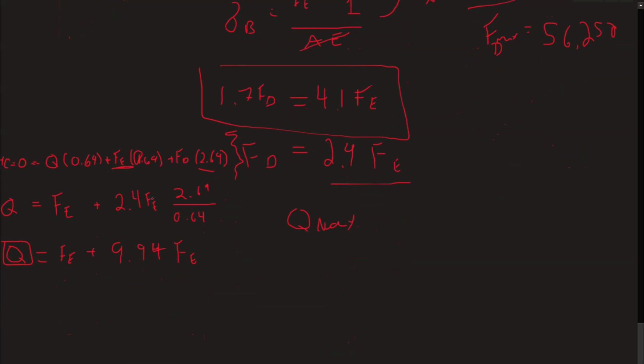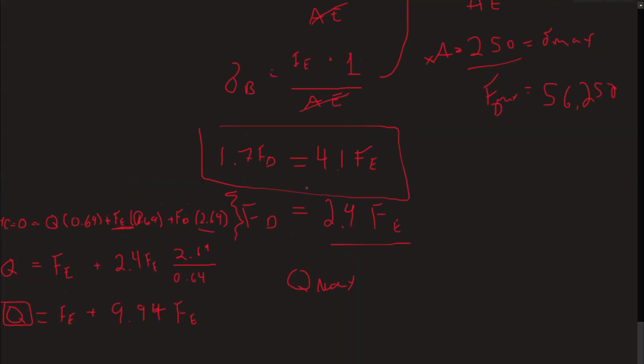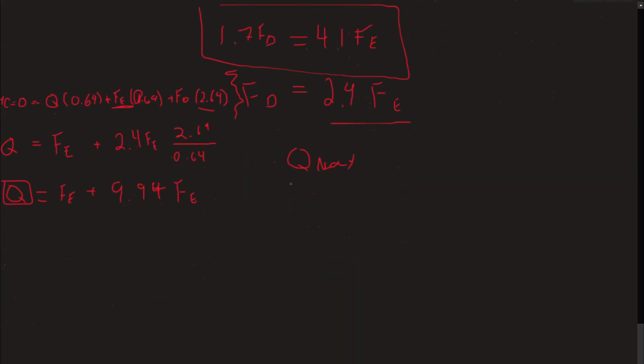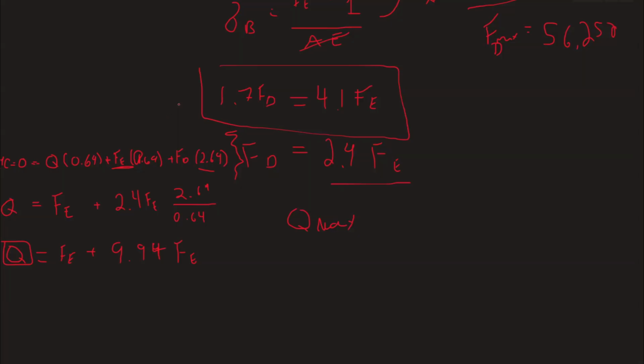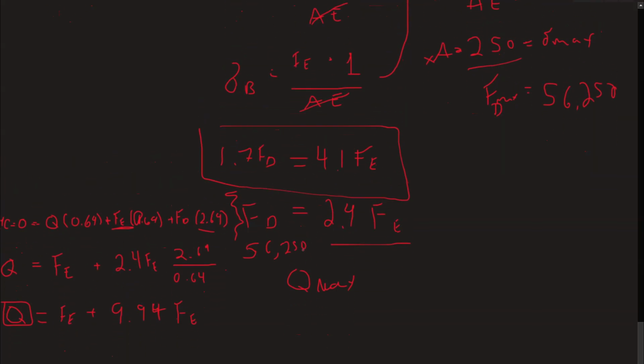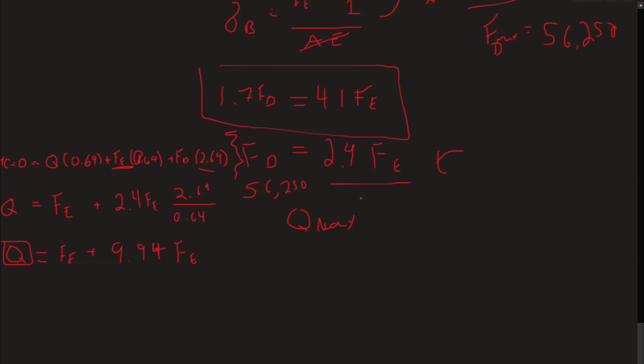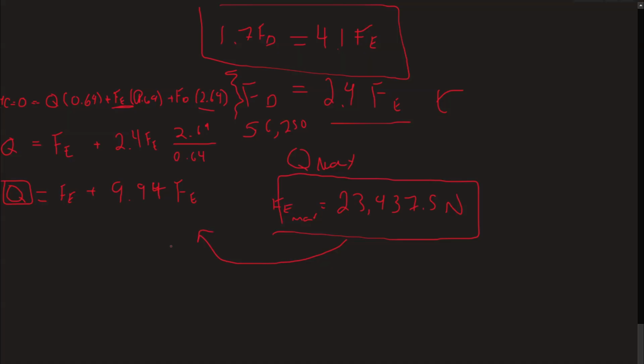And if you look over here, you just have to switch this around. I messed this up when I said F_E. Actually, I can just convert it, because this is 56,250, which by the way is a lot, very different than this so far. So 56,250 is the max. What is the max F_E? Divide by 2.4. Boom. And then you get F_E max is equal to 23,437.5 newtons.